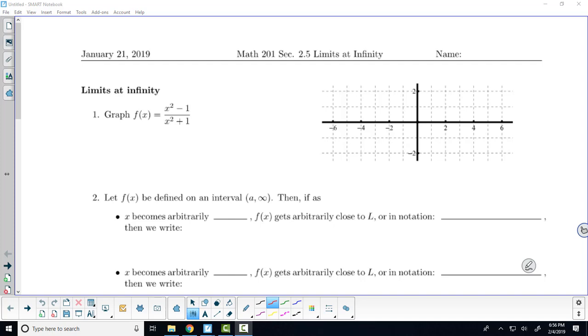Okay, so unlike the last section, where x was approaching some number, some finite value, here we're going to look at the long-term behavior of graphs. Okay? So right away, I want you to look at the difference between these two expressions.